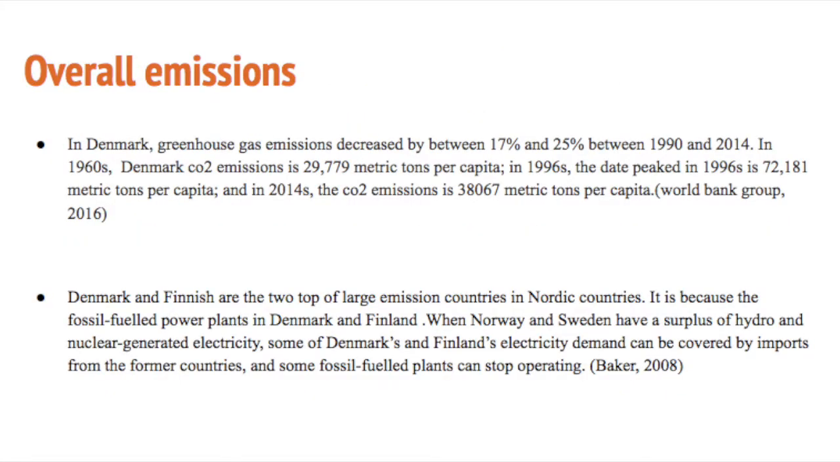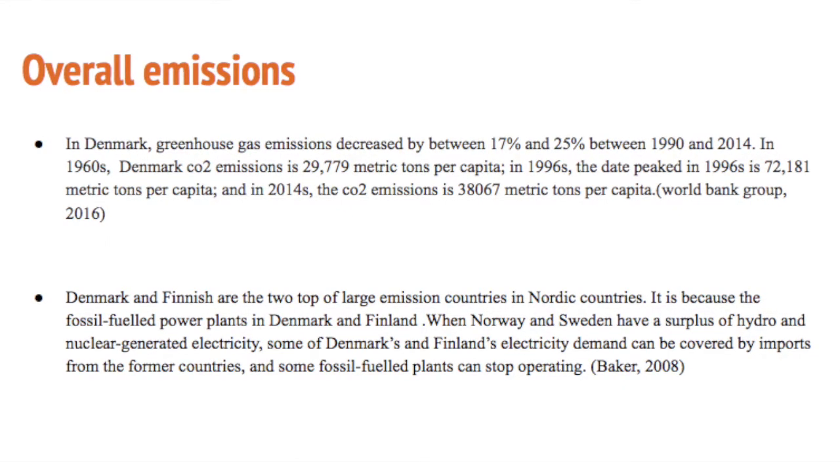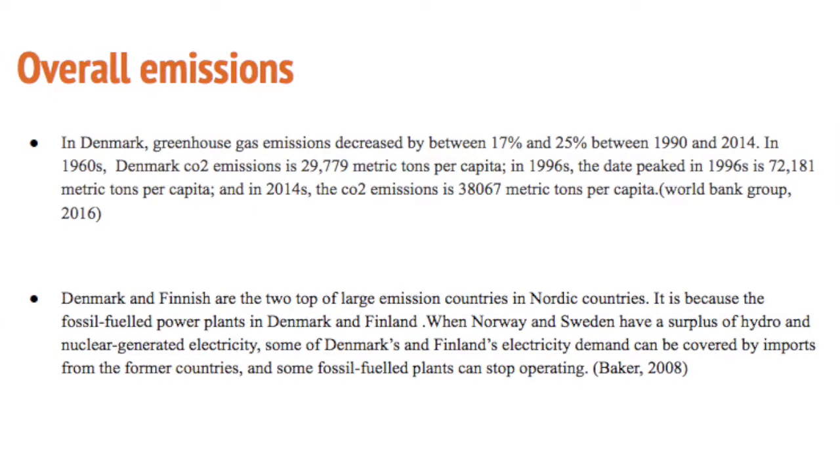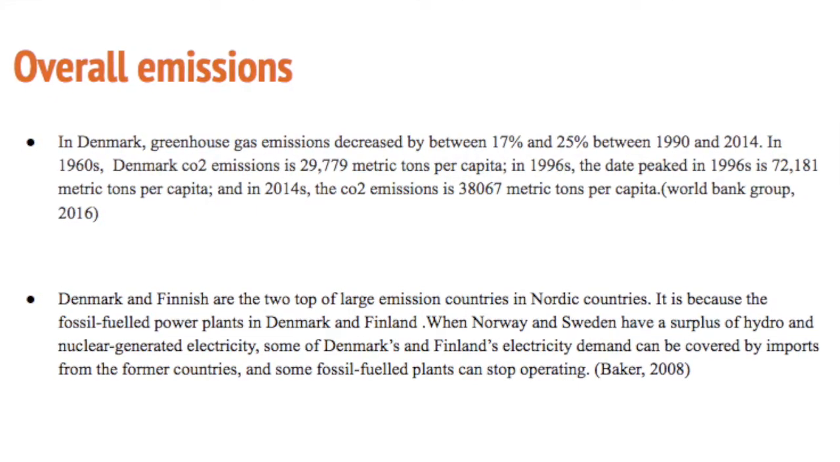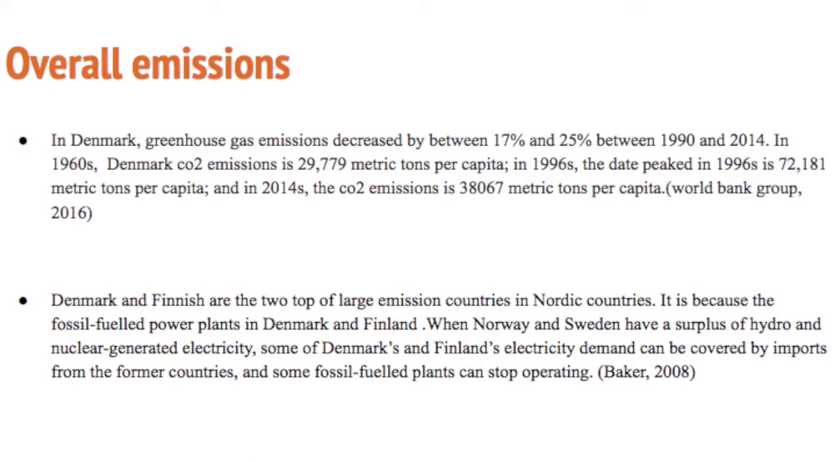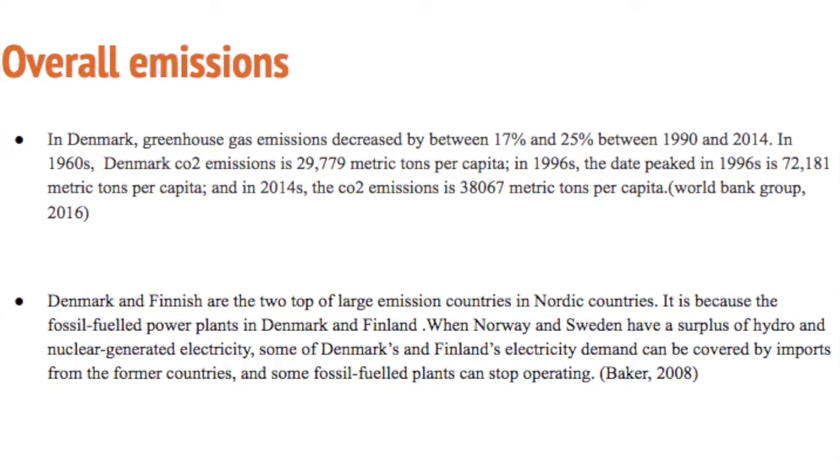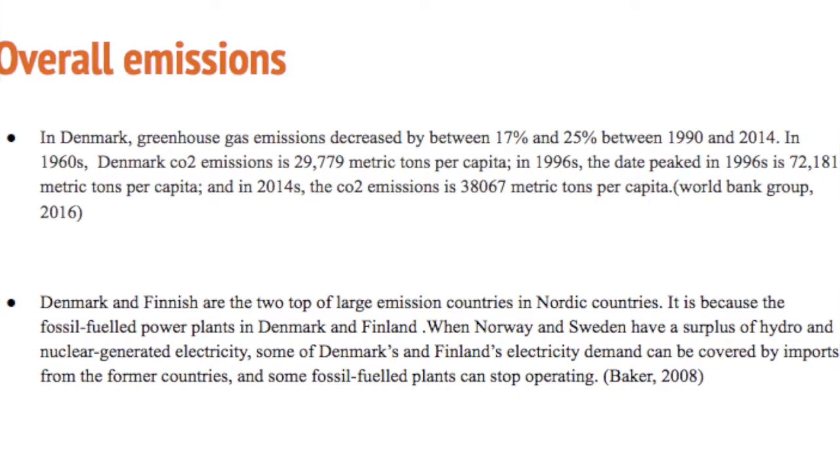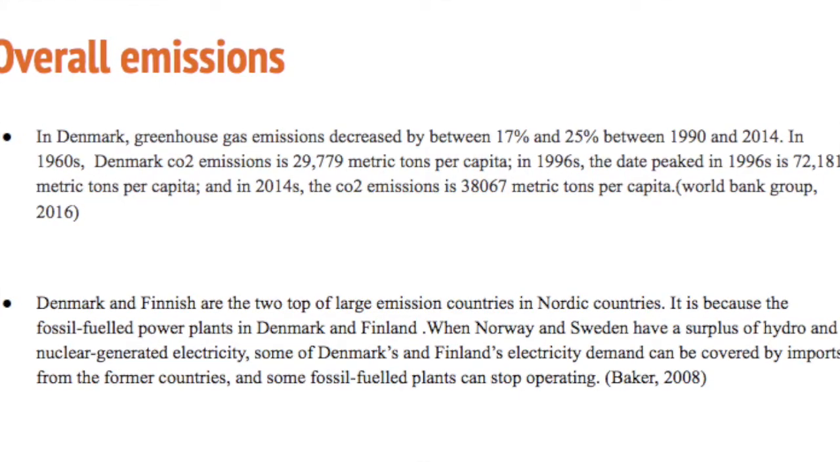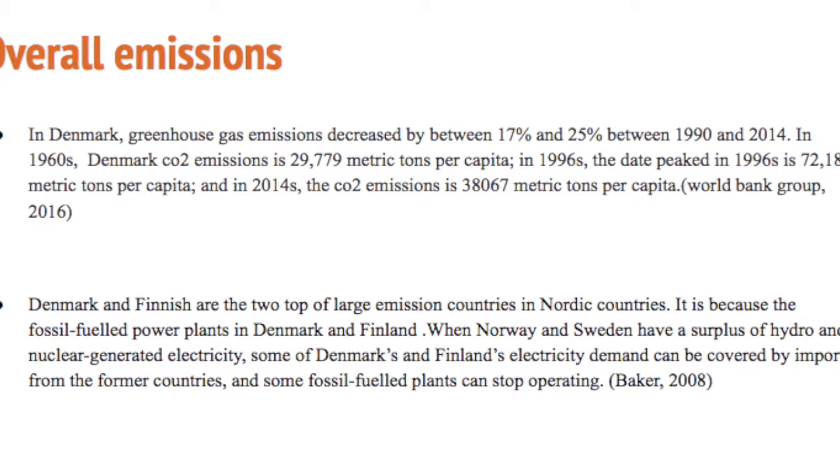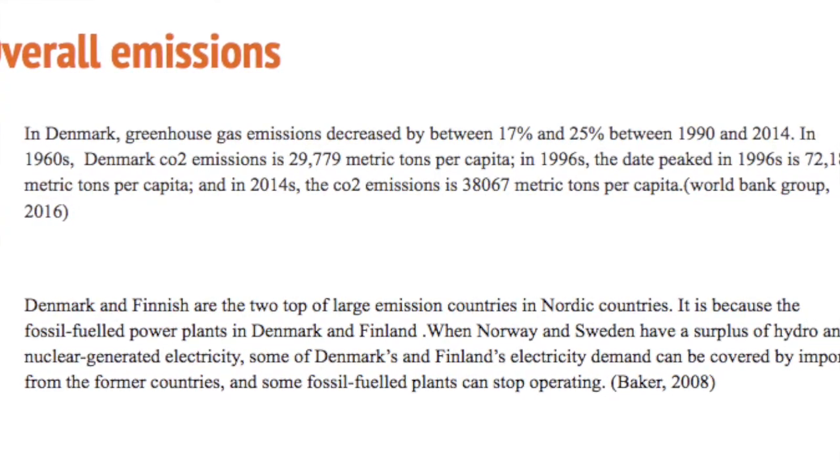In Denmark, greenhouse gas emissions decreased by between 17 and 25% between 1990 and 2014. In the 1960s, Denmark's carbon dioxide emission was 29,700 tons per capita. The data peaked in 1996 at 72,100 tons per capita, and in 2014 the carbon dioxide emission is 38,067 per capita. Denmark and Finland are the two top emitting countries in the Nordic countries.